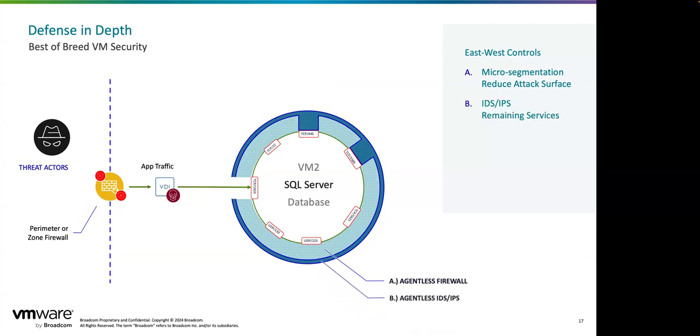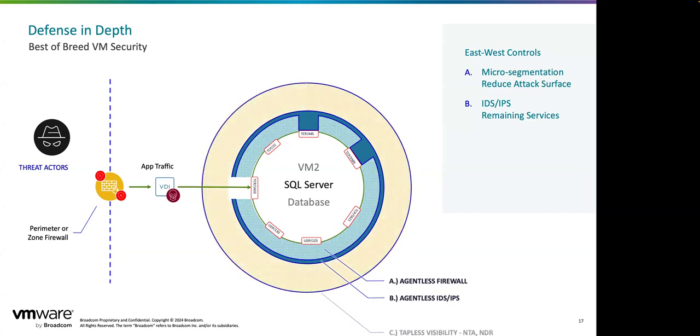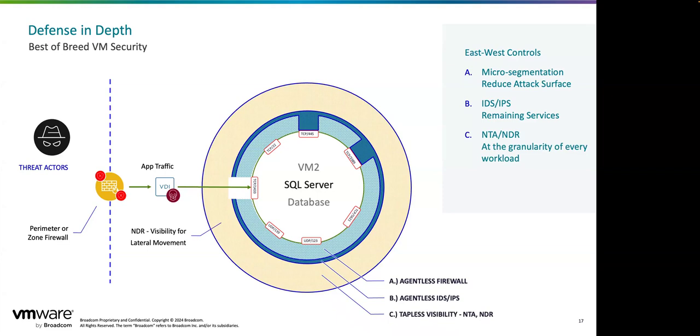We have agentless IDS IPS. So for ports where we want to allow communication for those remaining services that we require to get into the SQL Server, we have the ability to inspect that traffic and to map that traffic against known bad attack methods. And we can wrap all of that inside of tapless visibility with NTA and NDR so that we get network visibility at a very low granularity for every single workload that we have.